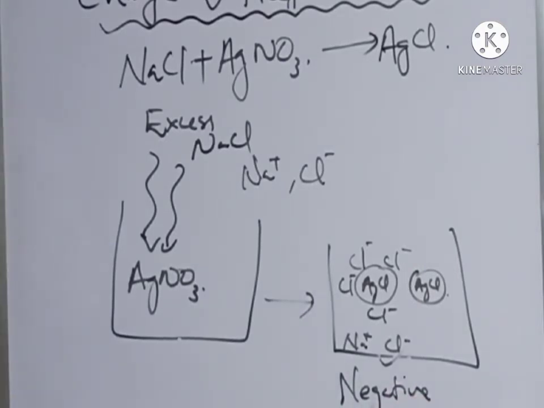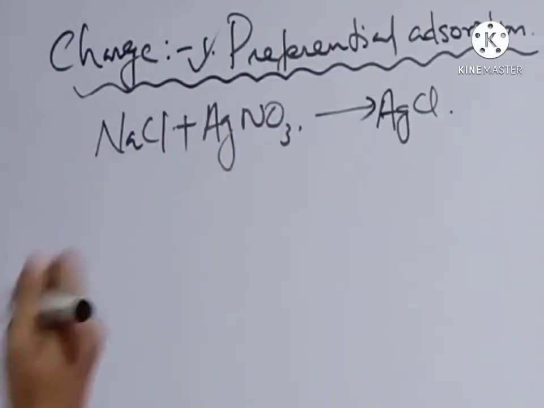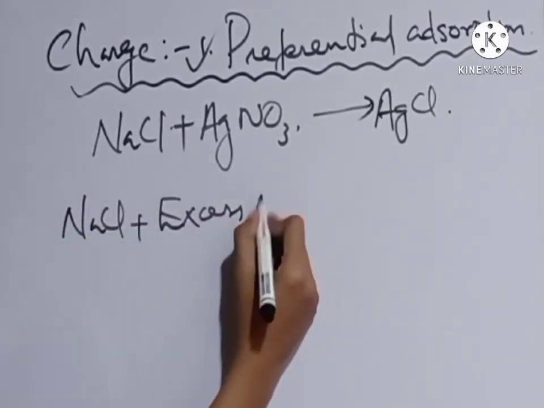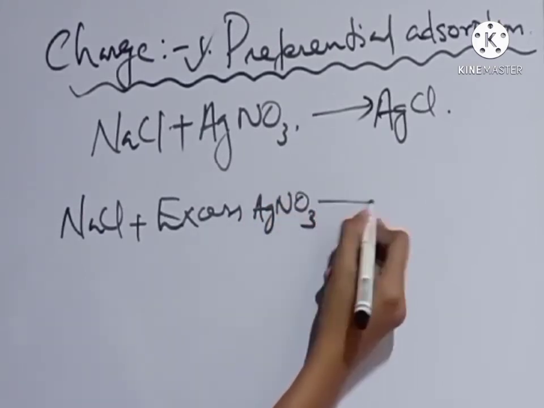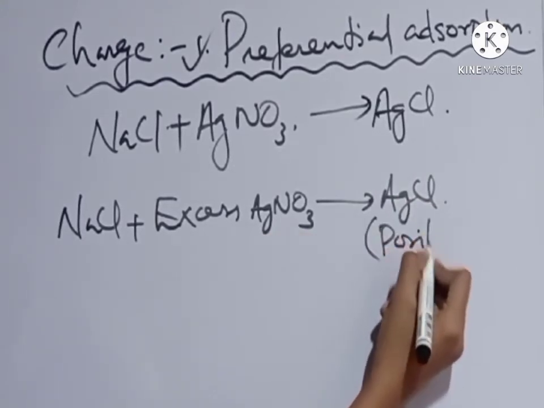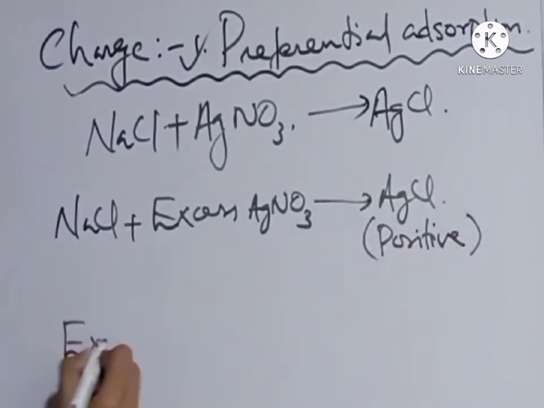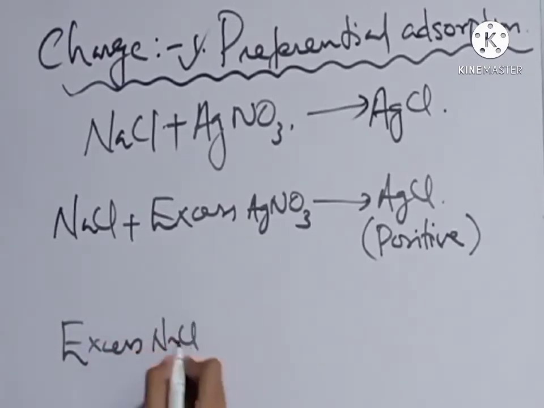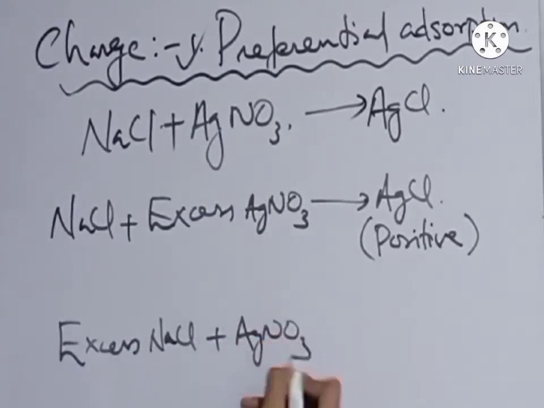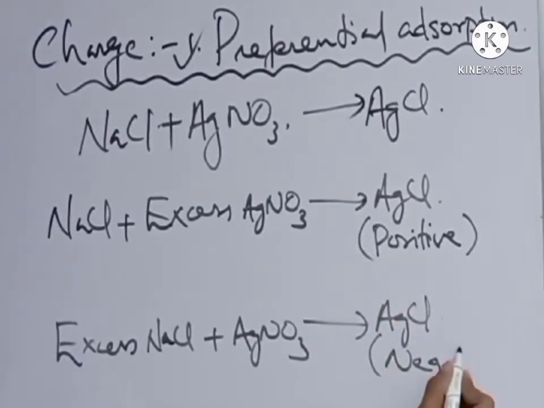That means there are some colloids which can act both as positive colloids and as negative colloids. So, we can rewrite this equation as NaCl plus excess AgNO3 gives AgCl salt, and the AgCl is a positive colloid. If excess NaCl plus AgNO3, then AgCl colloid having negative charge.